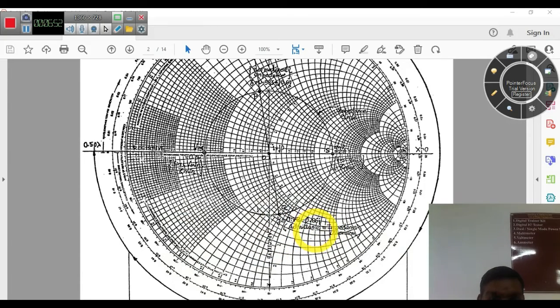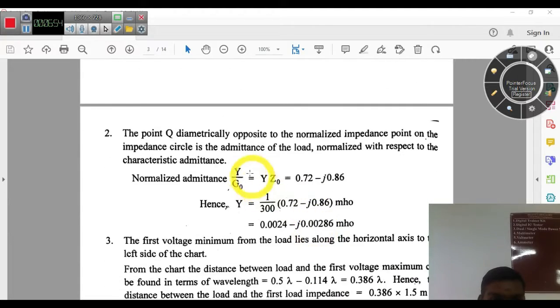So you have to find out the actual value. It is given as y by g naught, which is y into z naught, equal to 0.72 minus j0.86. So this is the normalized value. We have to do the unnormalization, right? So y by 1 by z naught can be written in terms of z naught. 1 by g naught is equal to z naught. Again we need the value of y only, so z naught comes into the denominator. 1 by 300 into this value, so we can write the value as 0.0224 minus j0.00286 mho.